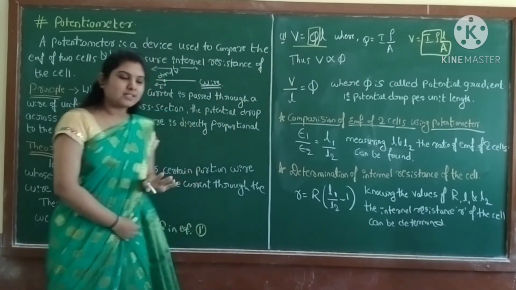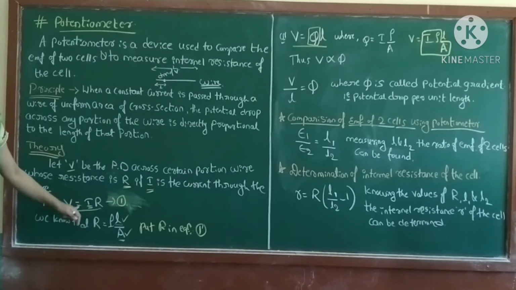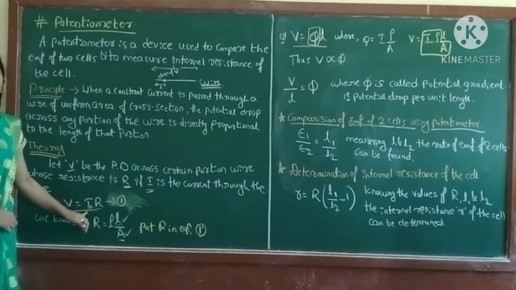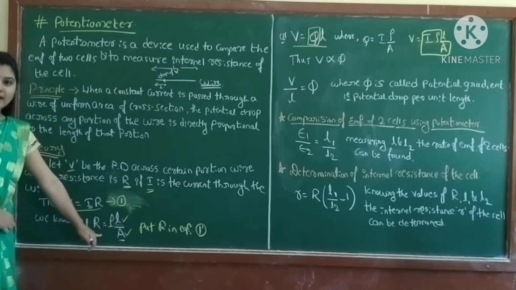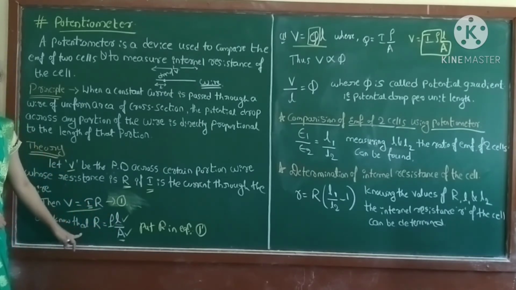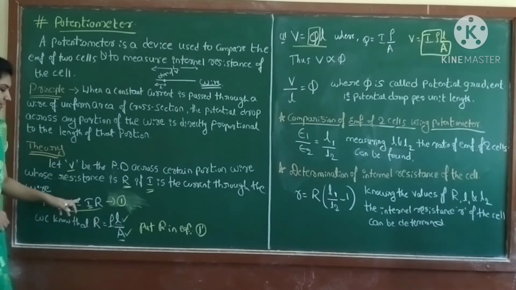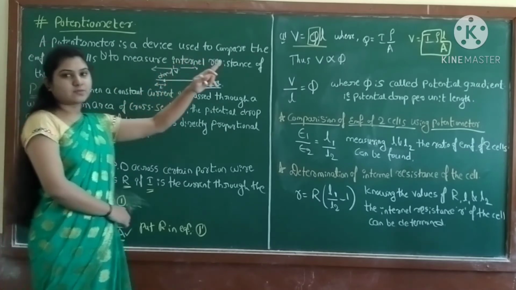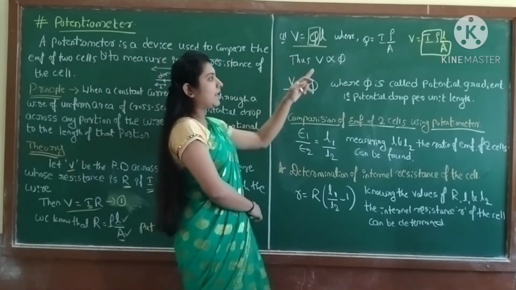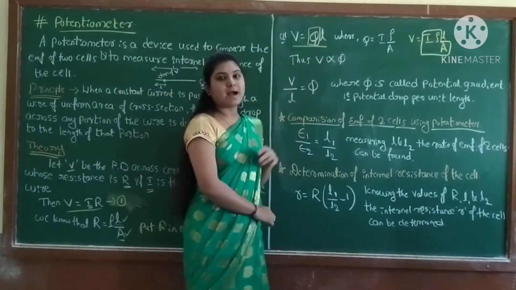See, first we consider Ohm's law. V is equal to IR. Afterwards, the resistance is rho into L by A. Now, you put the value of this R in equation number 1. Yes. So, what will happen? That much we will get. Last one: V is equal to I into rho into L by A.